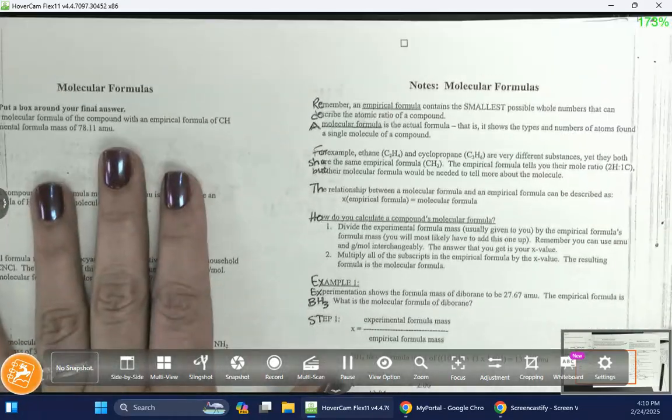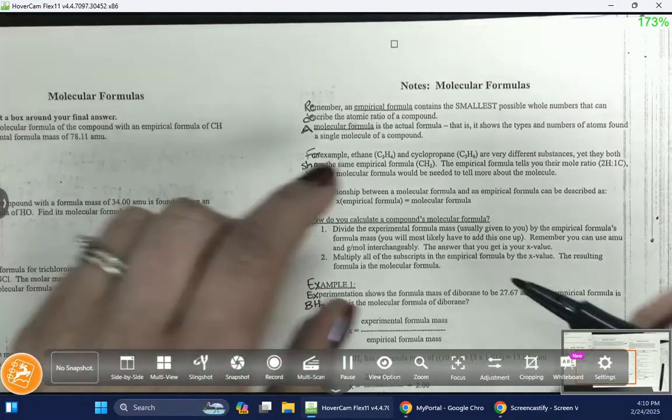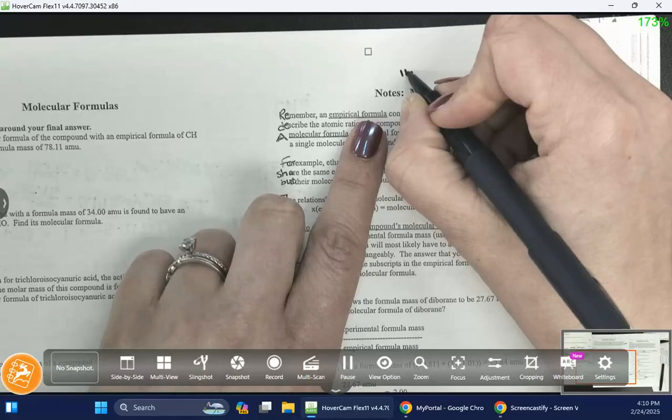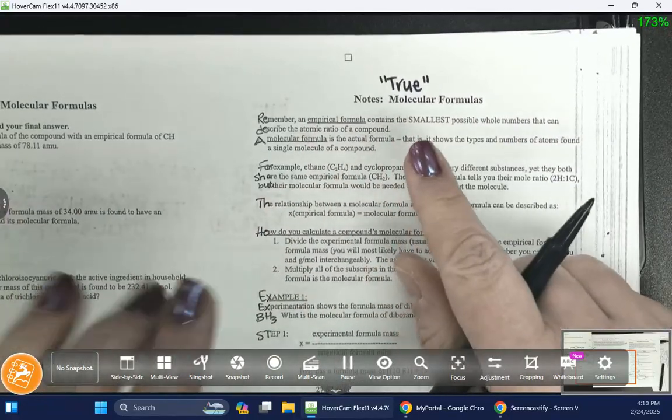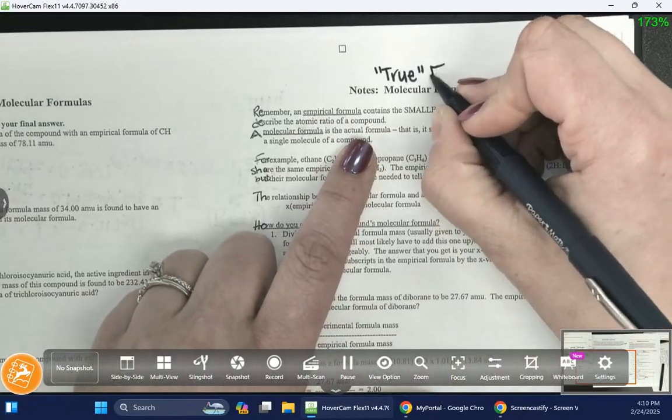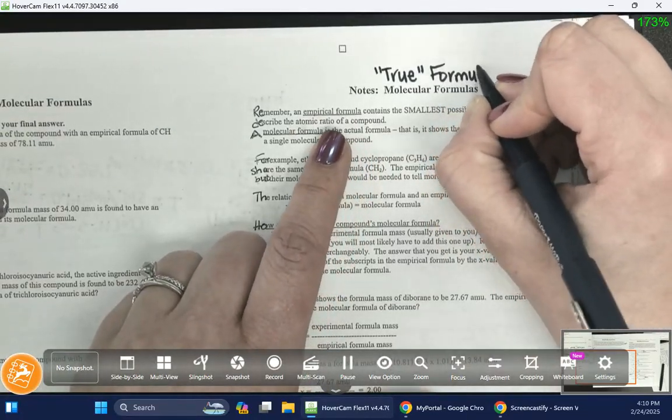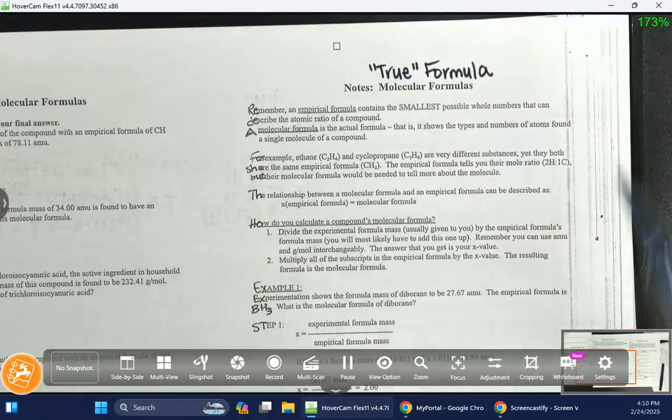is going to look like now. So molecular formulas are not simplified. These are going to be our true formulas. Okay, so true formulas now. So that means that it could look like it can be reduced, but we leave it alone.